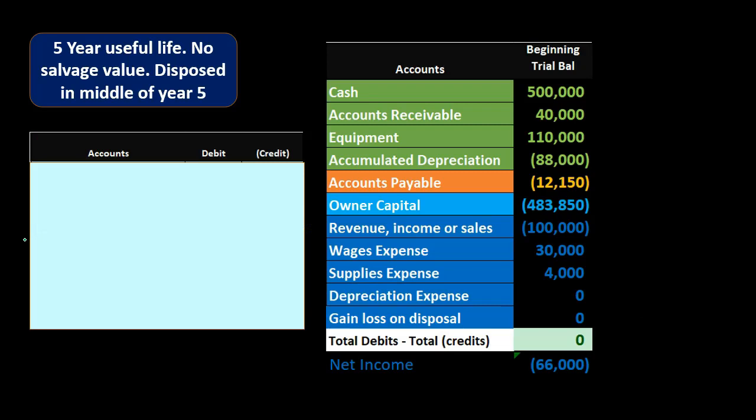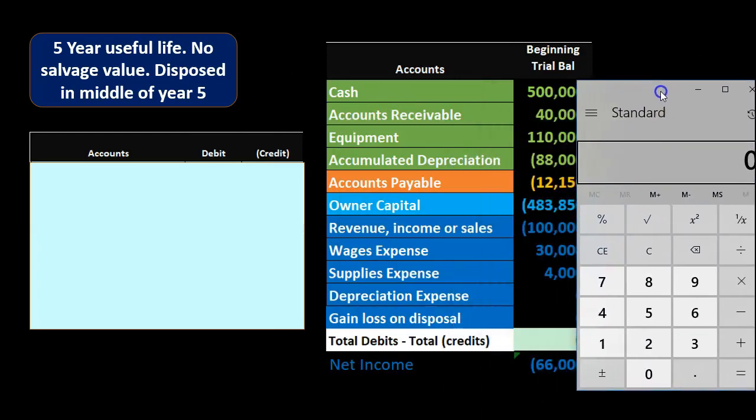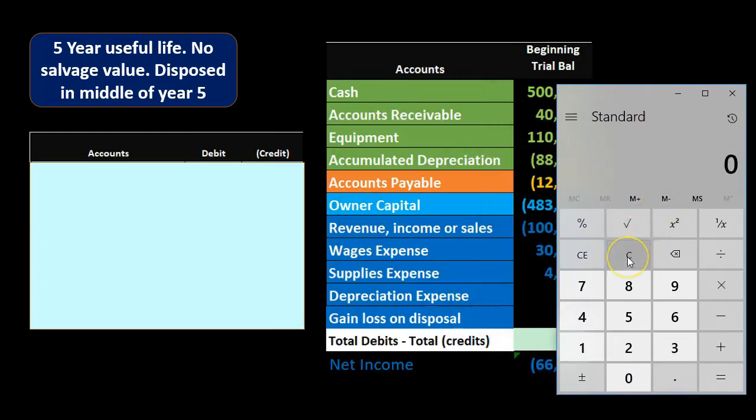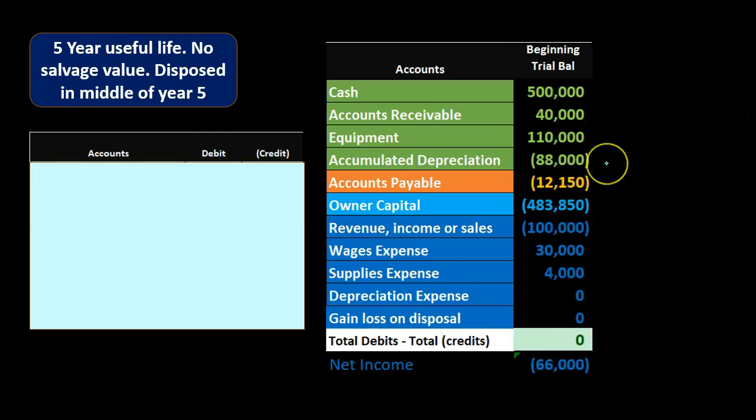So if we look at our trial balance, then we see that we have the equipment at $110,000, accumulated depreciation at $88,000. And just to double check our calculations there, if we took the $88,000 divided by, let's say, 22,000, that's the depreciation per year, we get 4 years. So we can see that that 88 is for 4 years, and we're disposing of it in the middle of year 5.